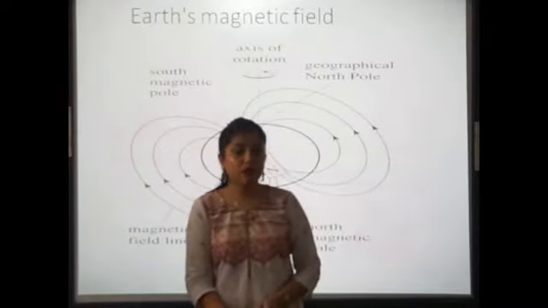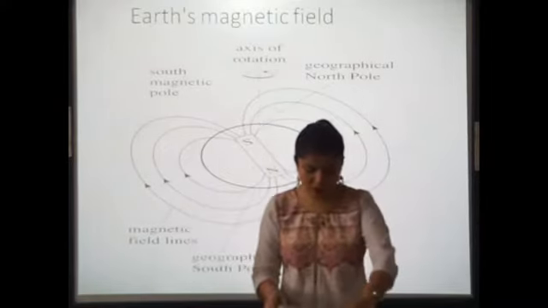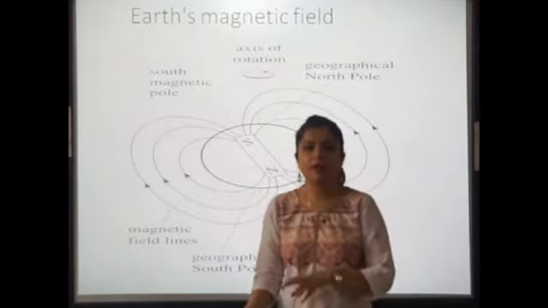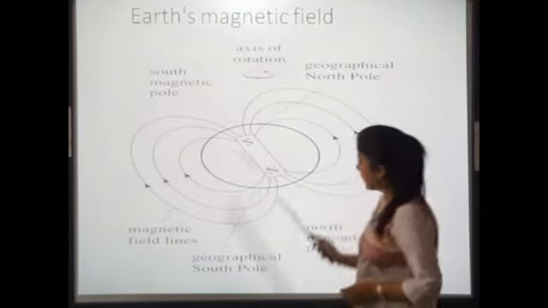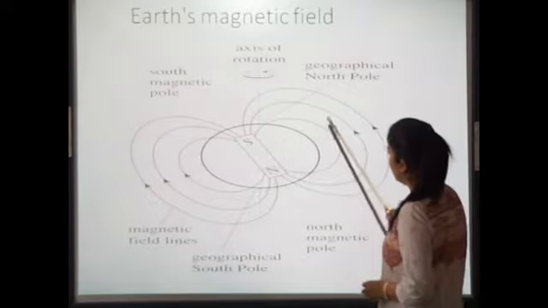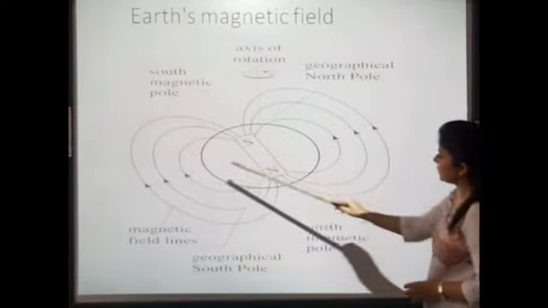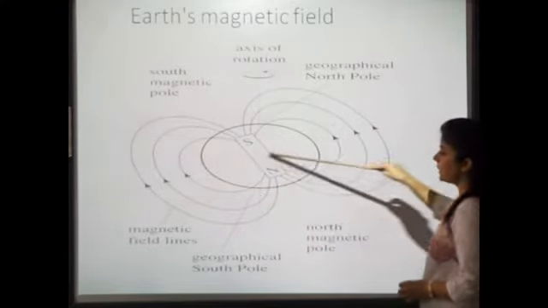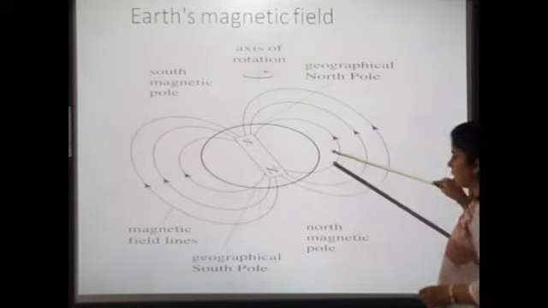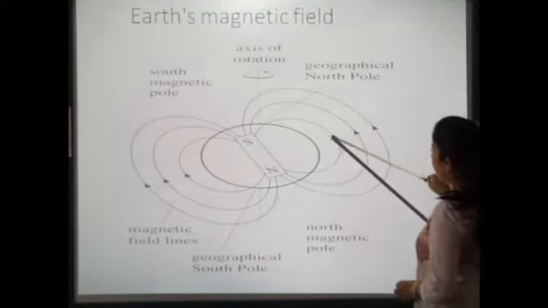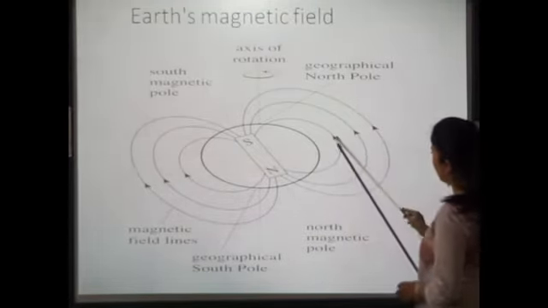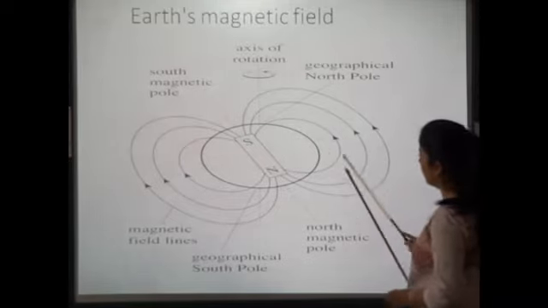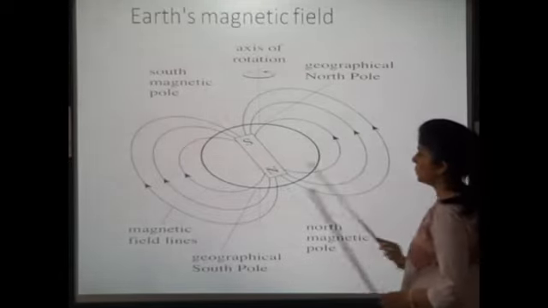Now the magnetic field lines. We need to discuss magnetic field lines, how they are at different places on the Earth. You can see that over here is the equator of the Earth. At the equator, the magnetic field lines are parallel. You can see these lines are parallel to the Earth surface.